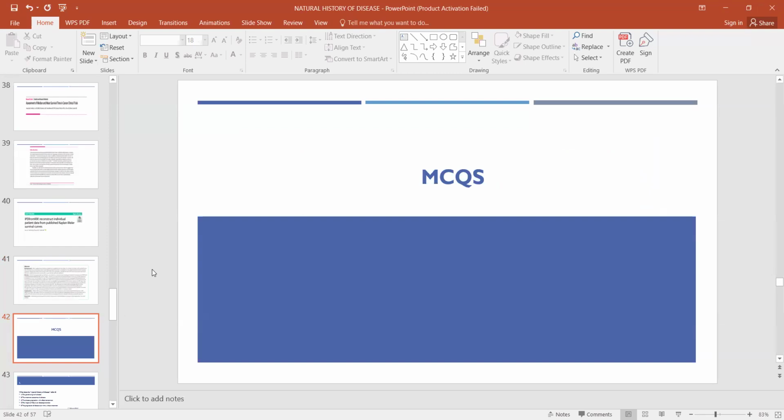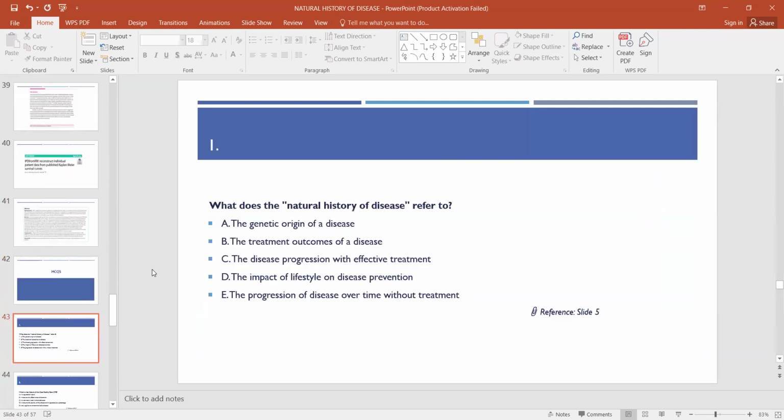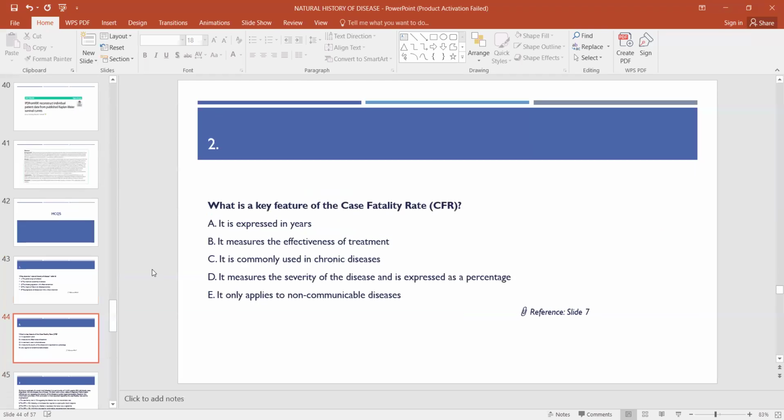Now on to the MCQs. MCQ number 1: what does natural history refer to? A, the genetic origin of the disease. B, the treatment outcome of the disease. C, the disease progression with effective treatment. D, the impact of lifestyle on disease prevention. E, the progression of disease over time without treatment. E, yes, E is the right option.